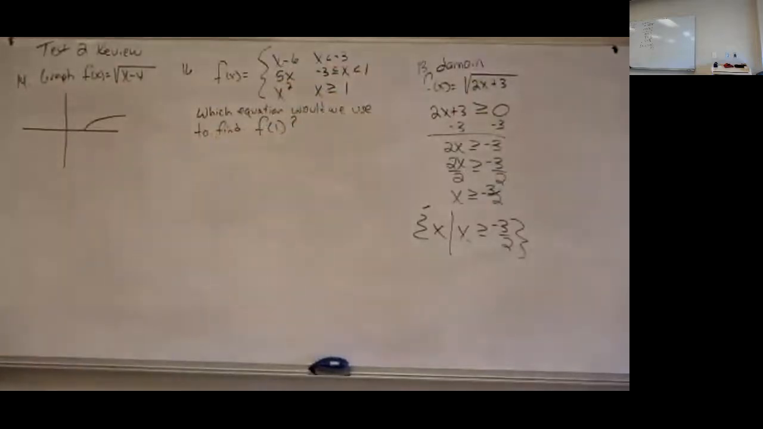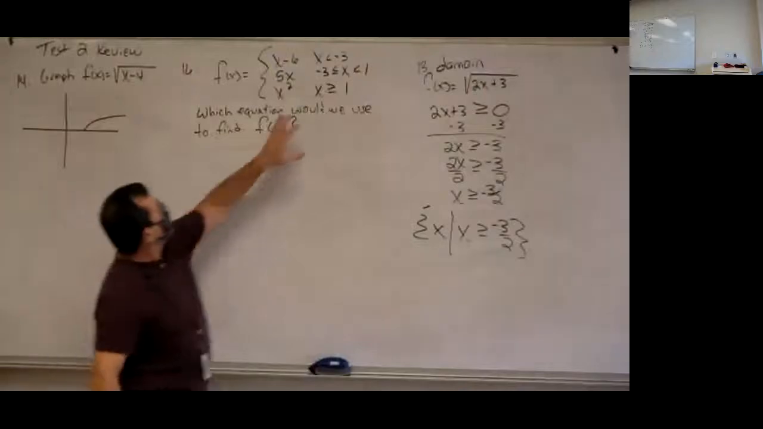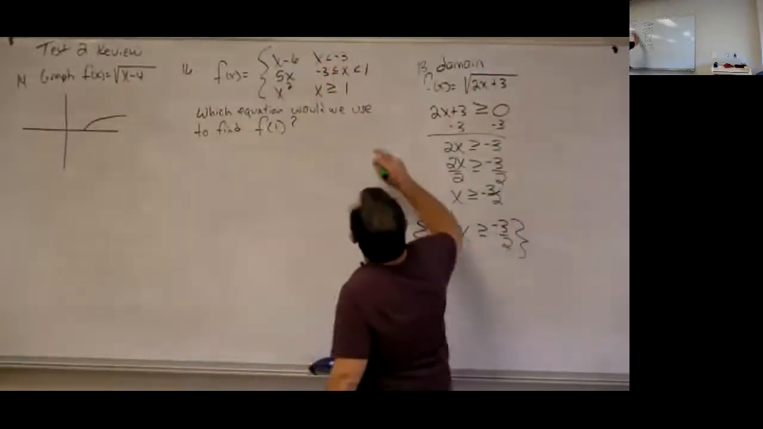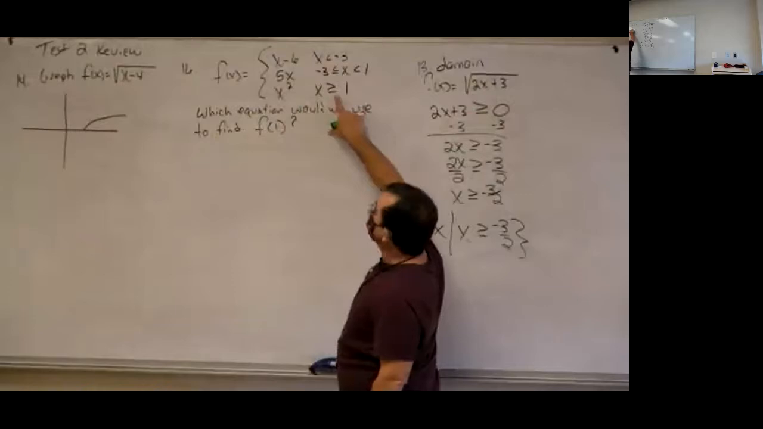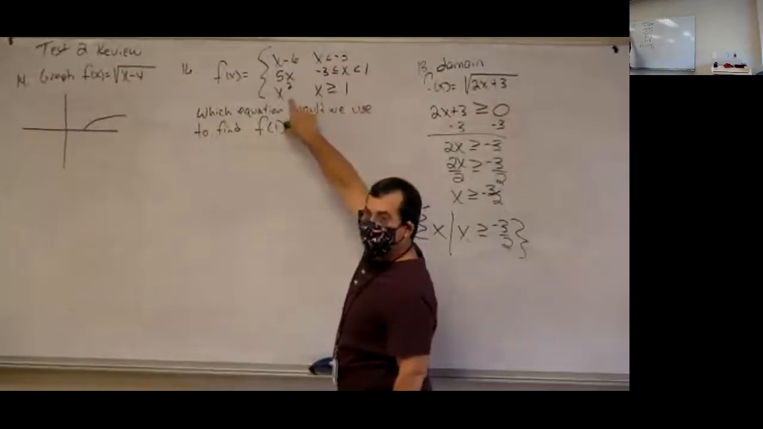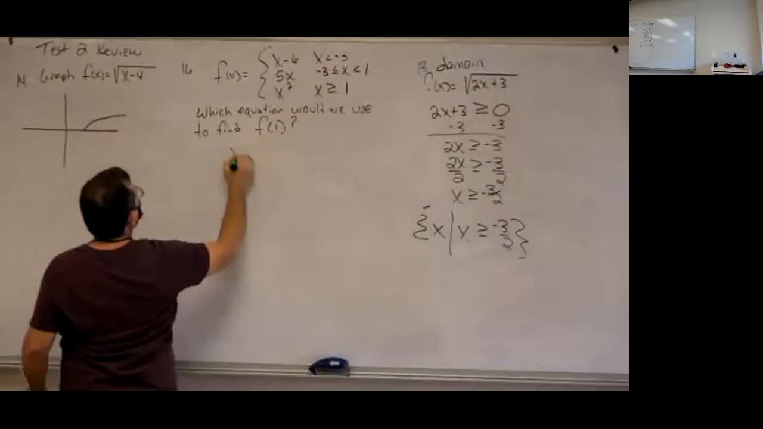So if I'm looking for f of 1, I'm looking at where my 1 fits into them little domain ranges. Well, I got to use this one, right? Because it's got the equals, and this one says x can equal 1. I'll use the x squared graph.